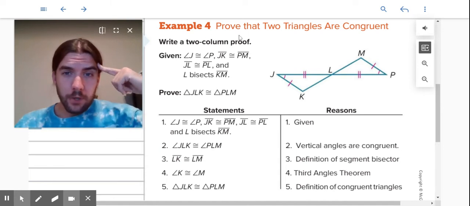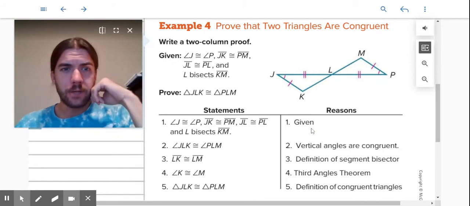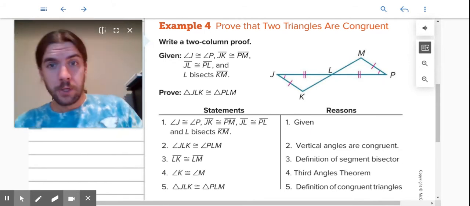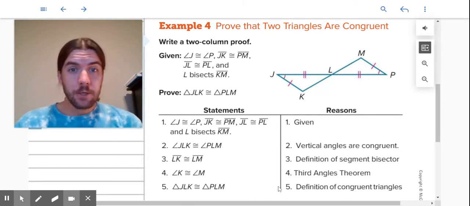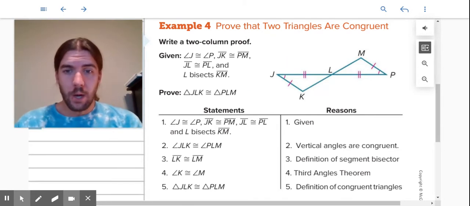Okay, example 4 here where we prove that two triangles are congruent. It's kind of already done for us. I don't know why it's written as an example and not as a learning segment, but let's just go through and see why this all works out.